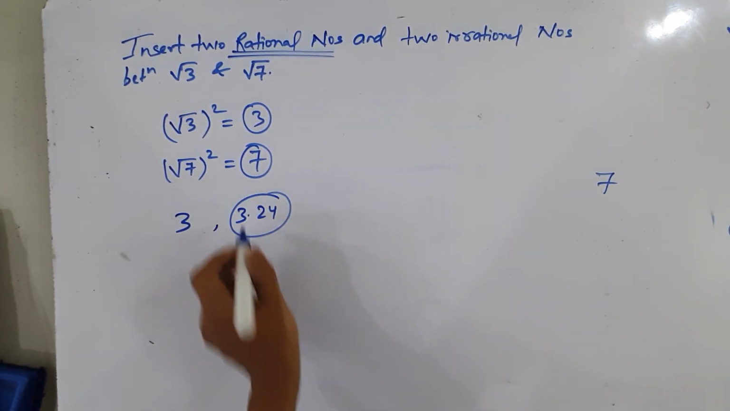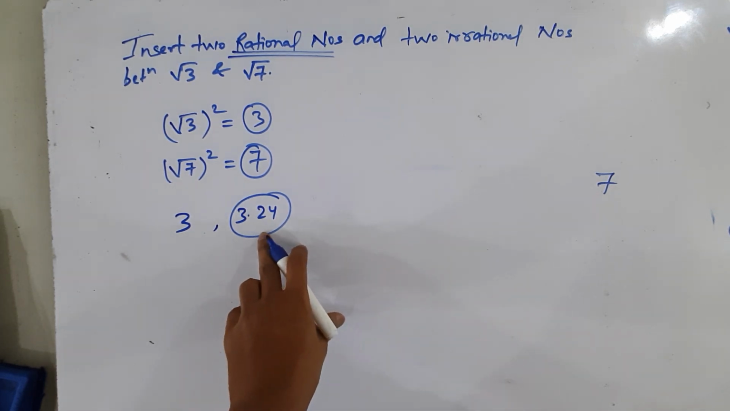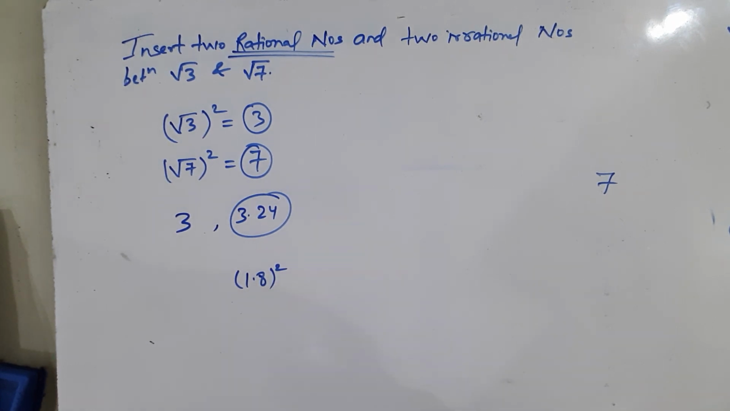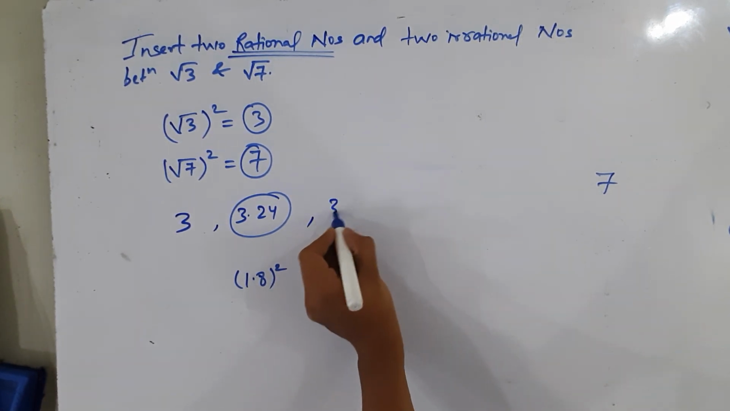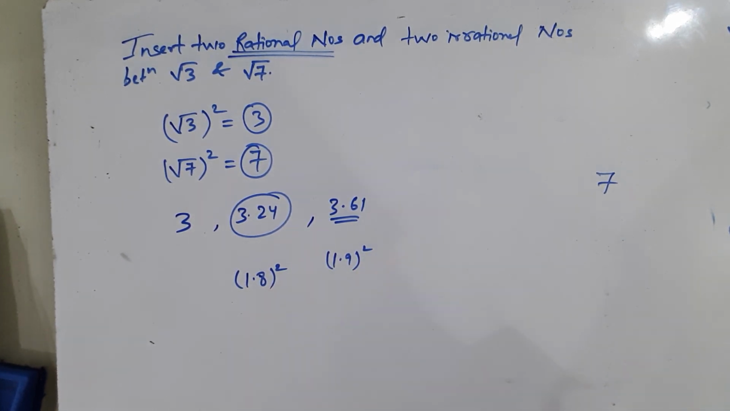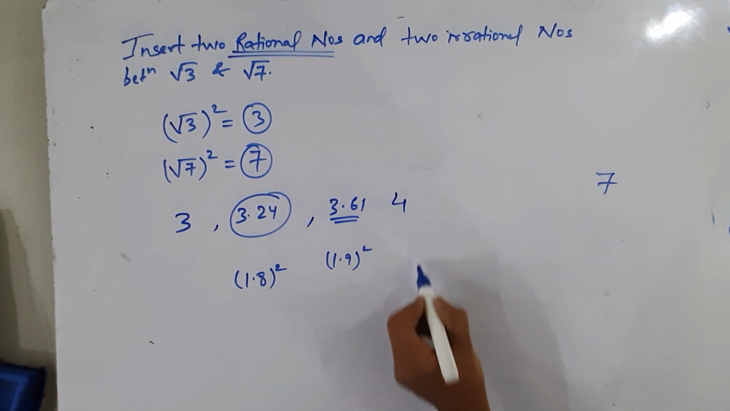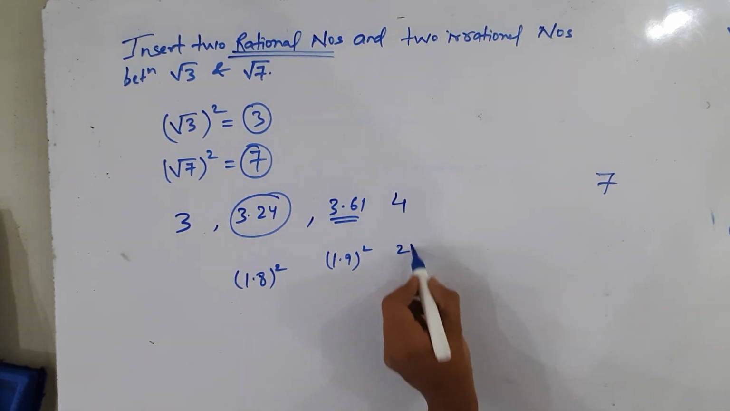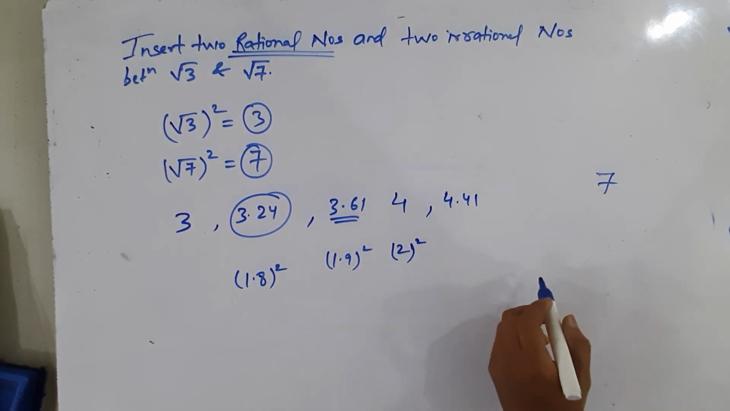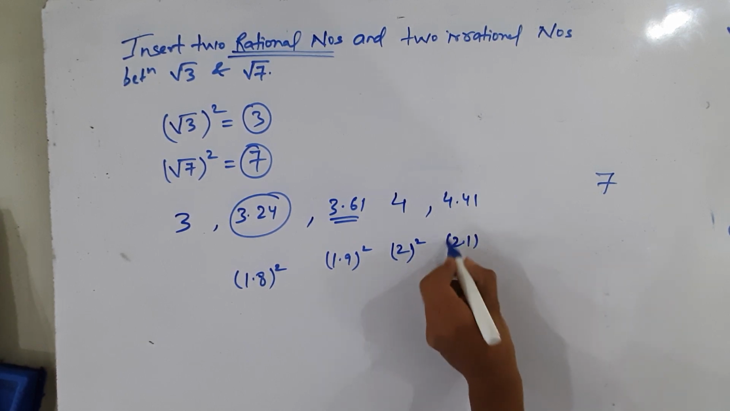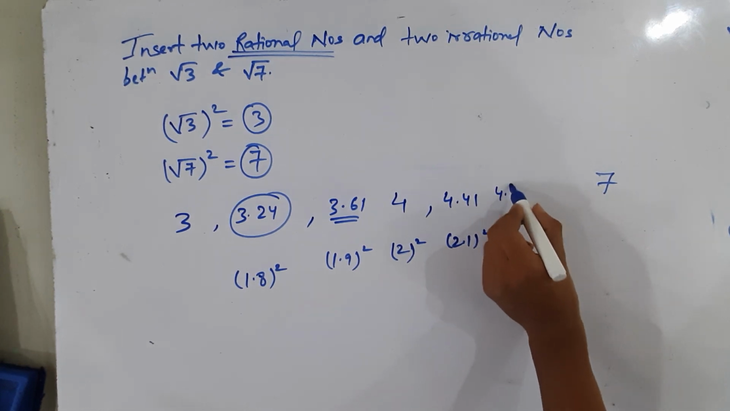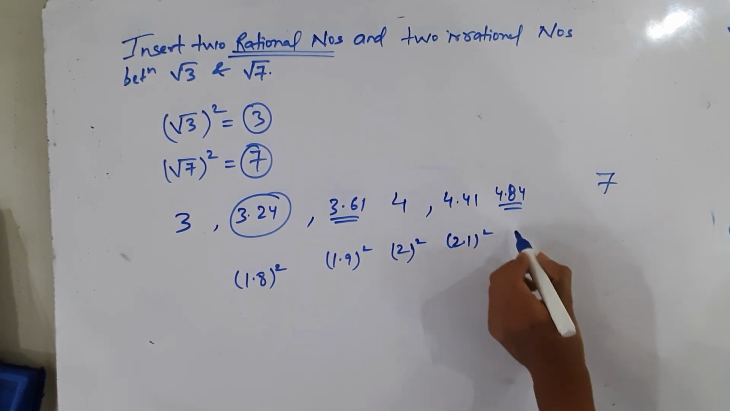So can we take 3.24? You can check that 3.24 is the square of 1.8. Similarly we can take another number like 3.61. This is the square of 1.9. Similarly we can take the value 4. It is simply the square of 2. We can take 4.41, which is also the square of 2.1. We can take 4.84, which is the square of 2.2.